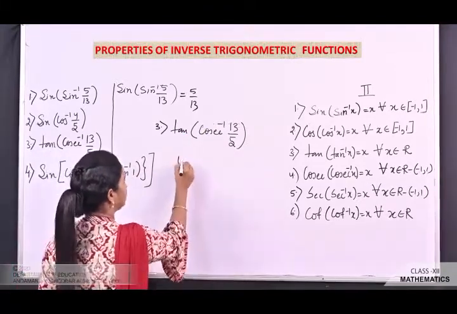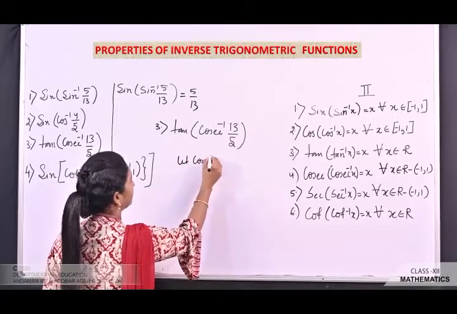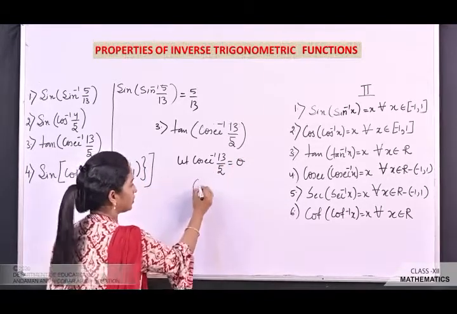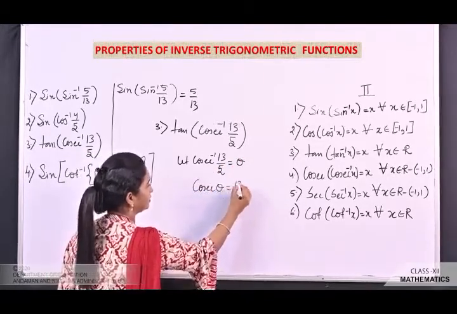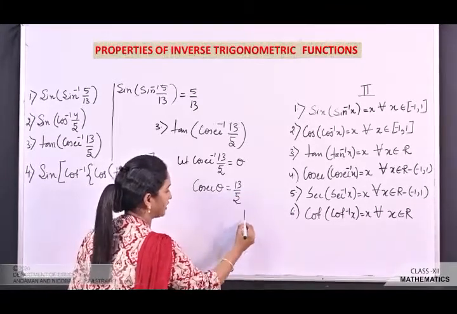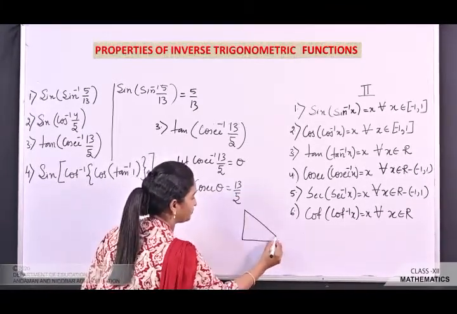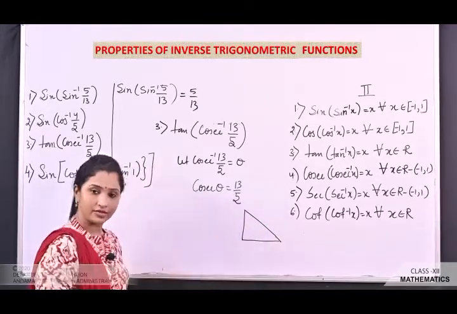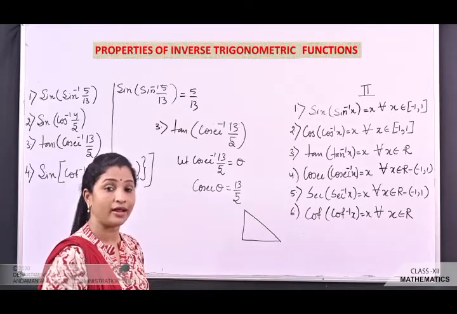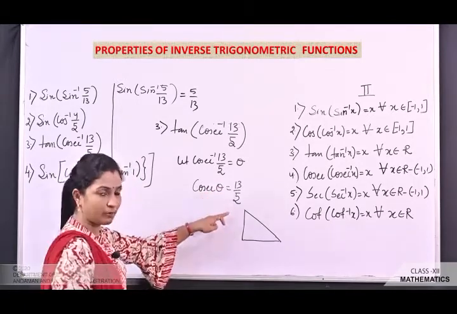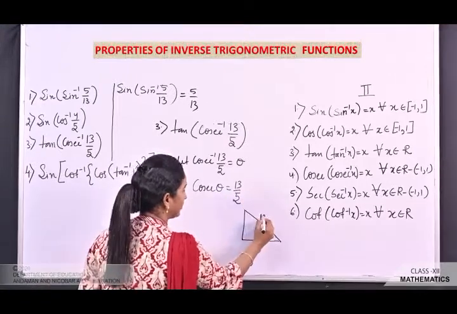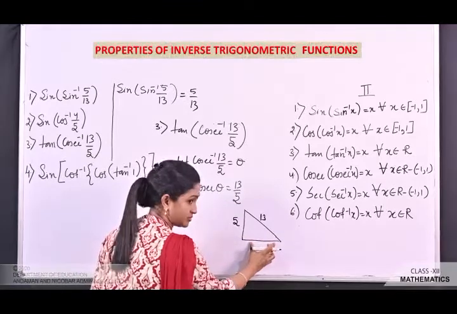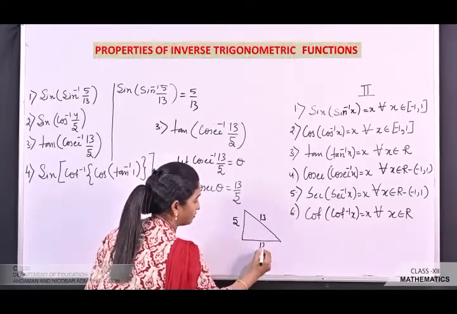What will you do? Let cosec inverse 13 by 5 be equal to theta. Clear? So cosec theta will be what? 13 by 5. Again you will take a triangle. Okay, what is cosec theta? It is the reciprocal of sin theta, and sin theta is perpendicular by hypotenuse, so it will be hypotenuse by perpendicular. So hypotenuse will be 13 and perpendicular will be 5. You have to find the base. What will be the base? It will be 12.